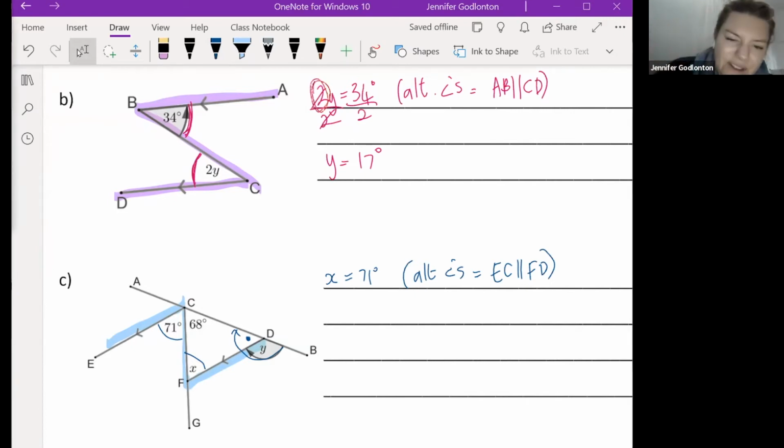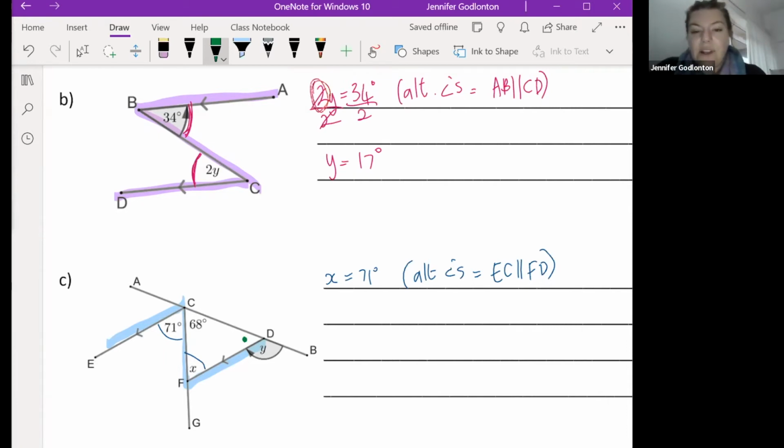Amber, what did you do to find Y? Hello, ma'am. I already know that X is 71. So I added 68 and 71 and I got 139. And is that what you said Y was equal to? No. So you already said that Y is adjacent to what did you say it was again? Adjacent angles on the straight line, yeah. Yes, exactly. So my calculations came out to be 41.